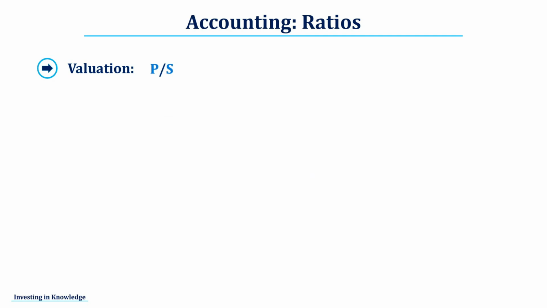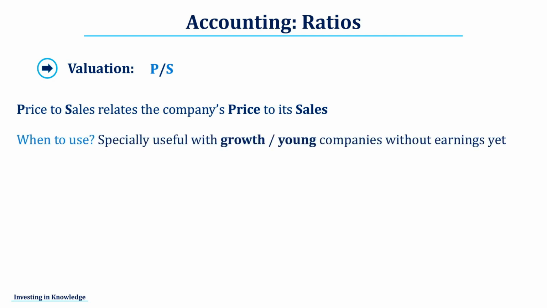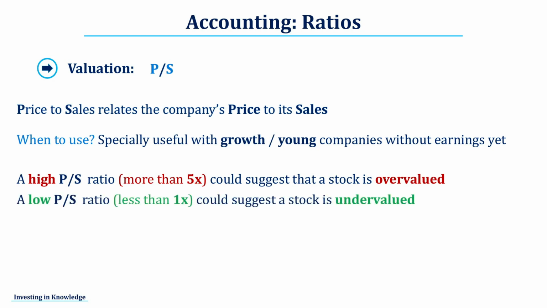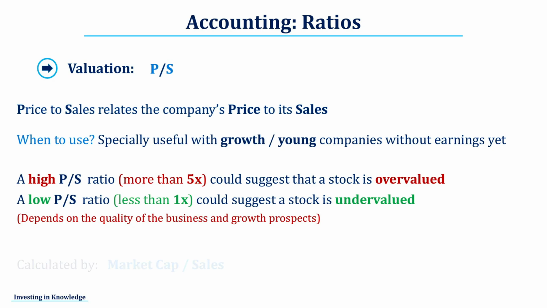Price to sales relates the company's price to its sales. It is especially useful with growth or young companies without earnings yet. A high price to sales ratio, more than 5 times, could suggest that the stock is overvalued. A low PS ratio, less than 1 time, could suggest a stock is undervalued. It all depends on the quality of the business and growth prospects. It's calculated by dividing the market cap by the sales.